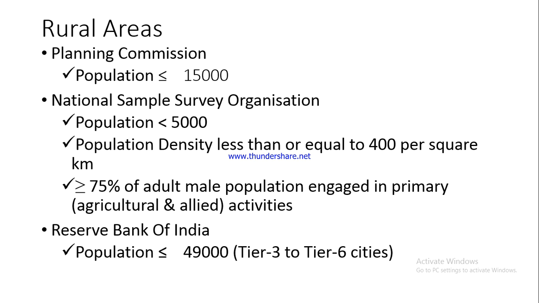Now, if in a particular area greater than 75% of the adult male population are engaged in primary activities, then only it is going to be a rural area. Let's take an example. Suppose you go to an area and you find that 50% of the adult male population are truck drivers. Then that area would not be categorized as a rural area. Why? Because 50% are truck drivers, engaged in the service sector. So naturally they are not engaged in primary activities, and that is why this is not going to qualify as a rural area.